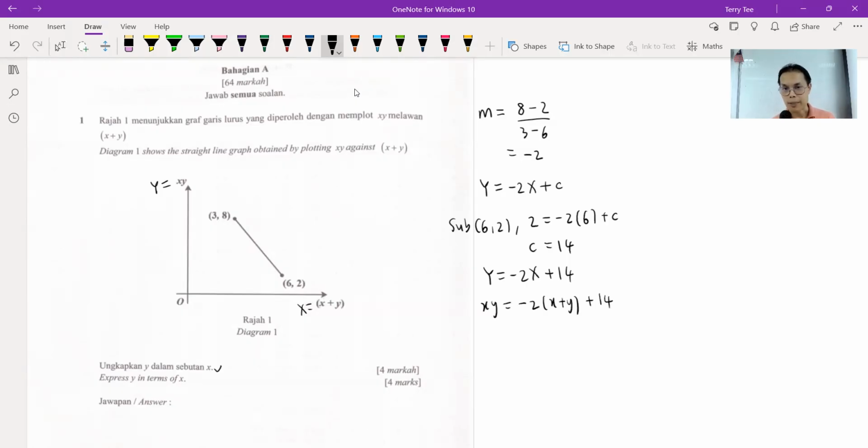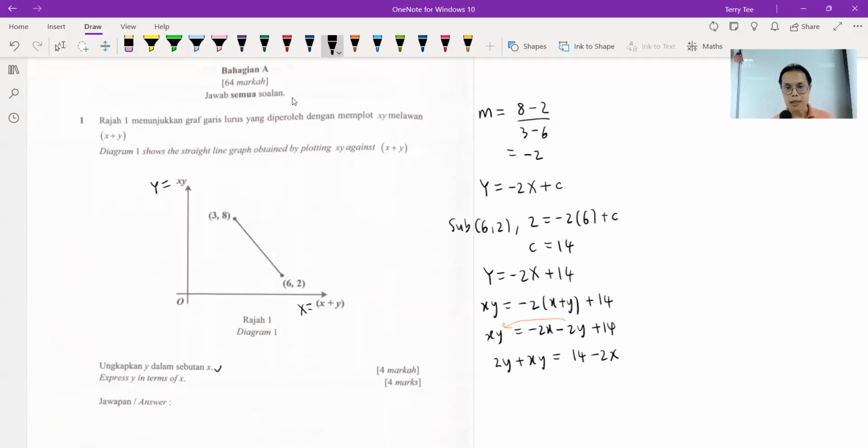There is a plus 14 at the back. We're supposed to make y as the subject. Yeah, we are looking for ungkapan y dalam sebutan x. So let us expand this: minus 2x minus 2y plus 14. Bring the y to the same side. Here I will bring my y to the left-hand side. So I have xy plus 2y. You can write 2y plus xy, or the other way around, doesn't matter. But normally we put the negative at the back. So in this case, I put minus 2x at the back of 14.